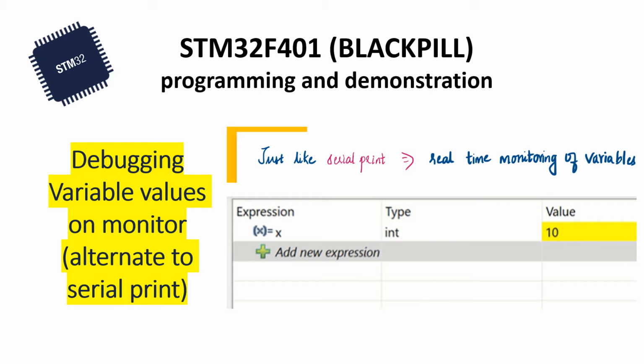This video is on debugging mode, or debugging variable values on a monitor, using STM32CubeIDE. This is similar to what we do in Arduino with serial print, where we monitor the variable values using serial print, right? Similar to that, how we can do it in STM32CubeIDE is what we're going to see in this video.